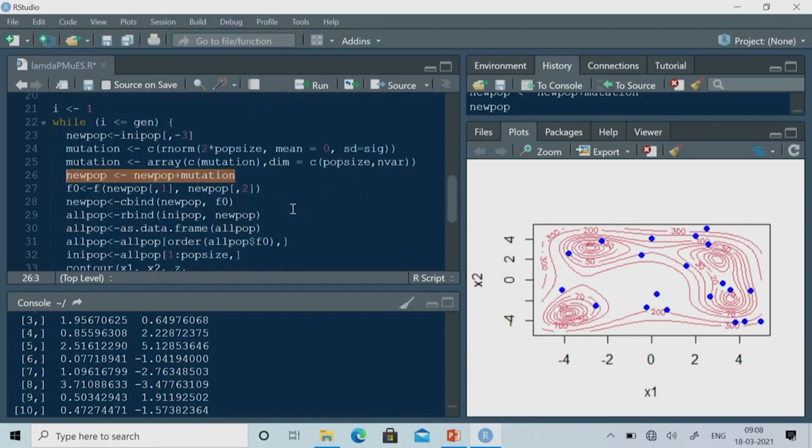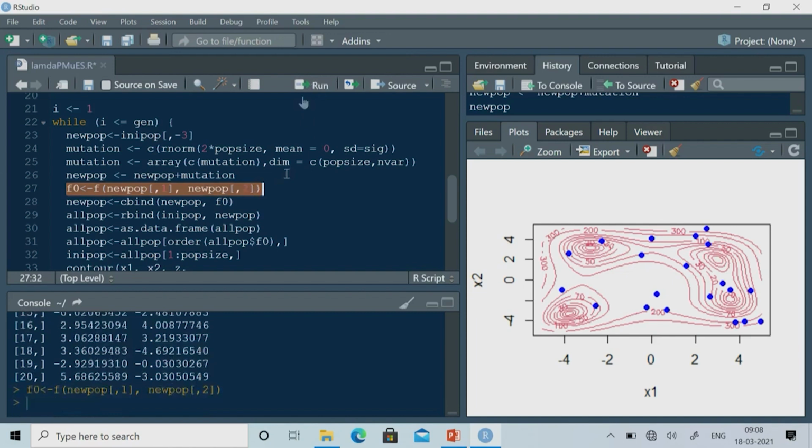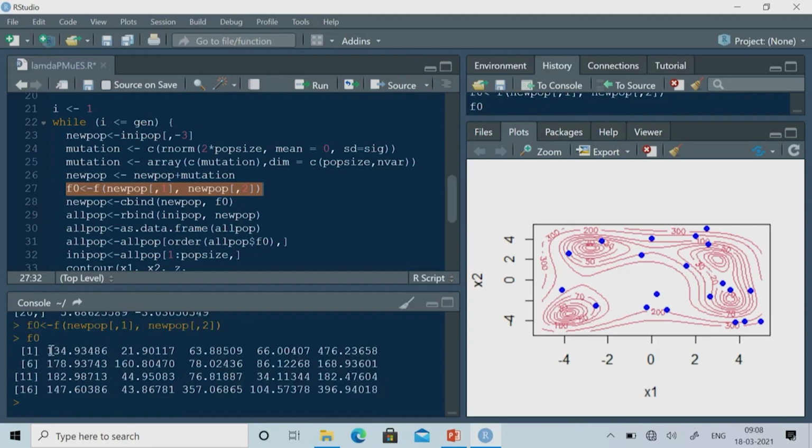Now, I will calculate the function value. I am writing f0 again. You can give any variable name; I have given f0, or you could put f1 also. If I run this particular line, I am calculating the function value. So, this is your f0, and you can see that you are getting the function value for all the population, the 20 solutions.